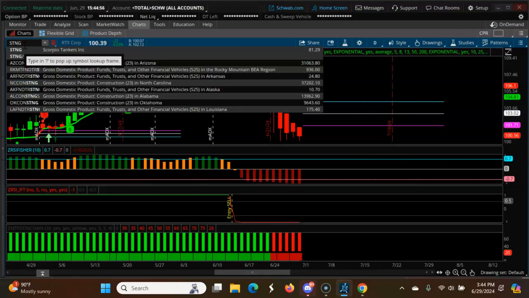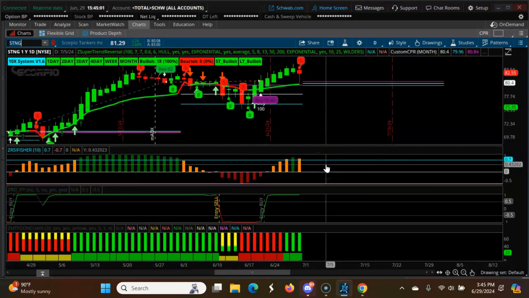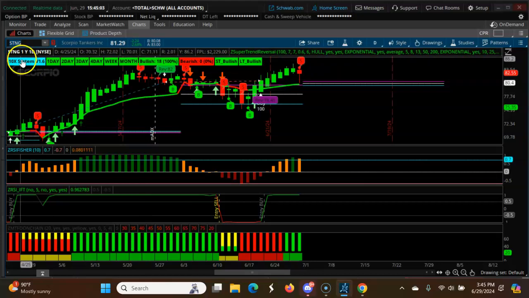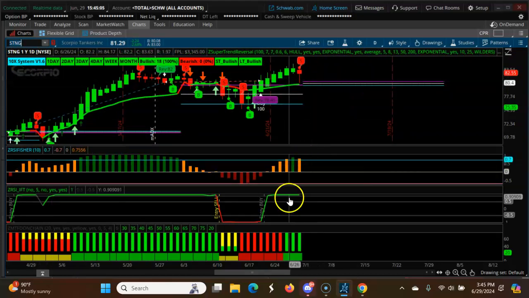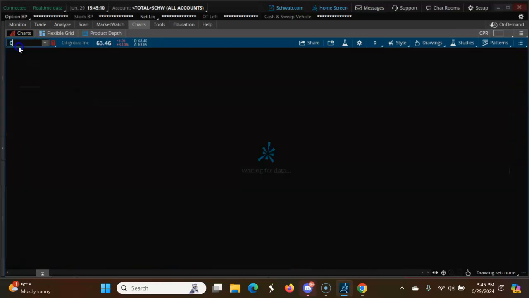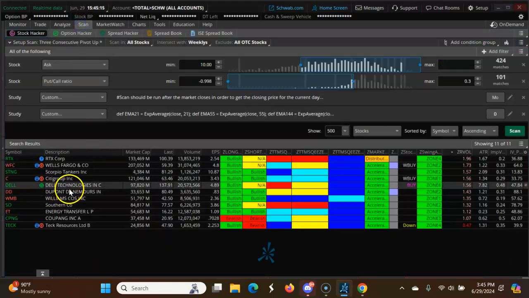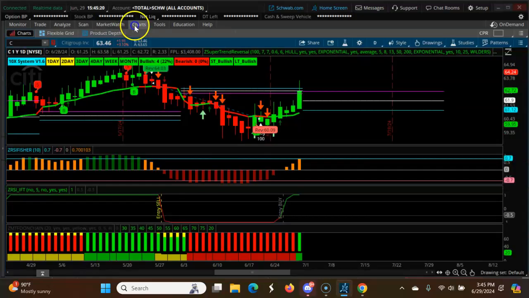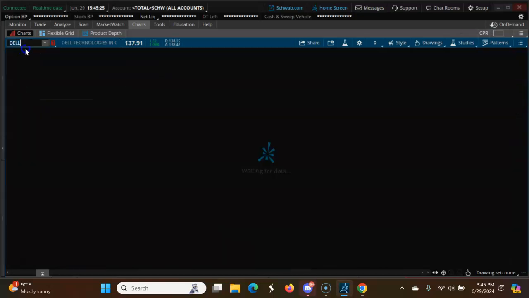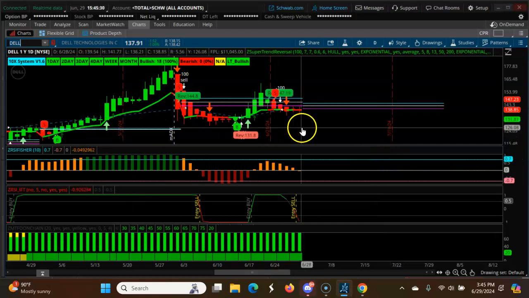STNG. Okay, this looks good. STNG is bullish. Okay, you can see the CPR up, the buy signal, buy signal. Next is C. The bullish, not quite. Dell. Okay, you can see the bullish here.